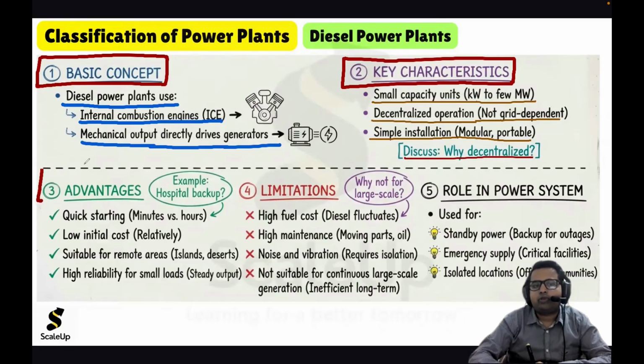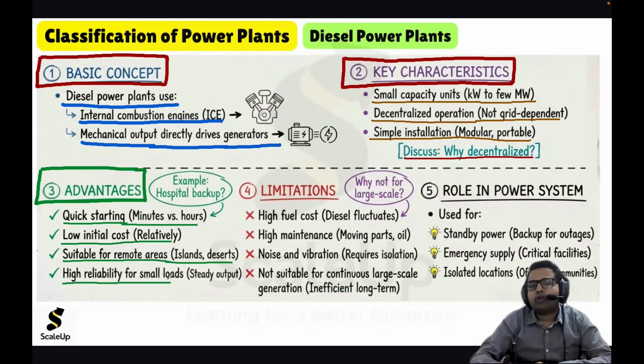Now, if we talk about the advantages of diesel power plants: quick starting, like we can start it in minutes, relatively very low initial cost, suitable for remote areas, islands, deserts, high reliability for small loads. For small loads, steady output, it is a perfect choice.